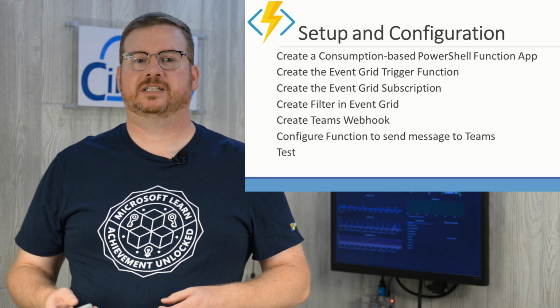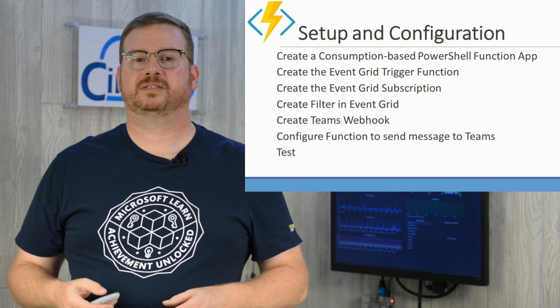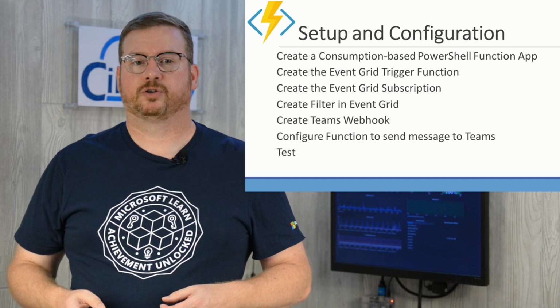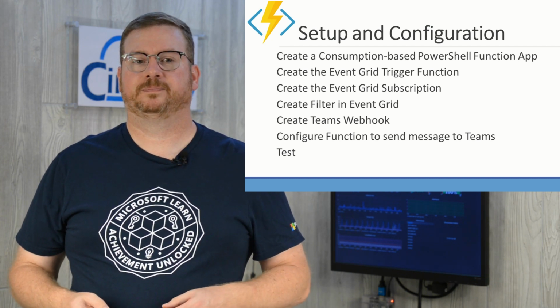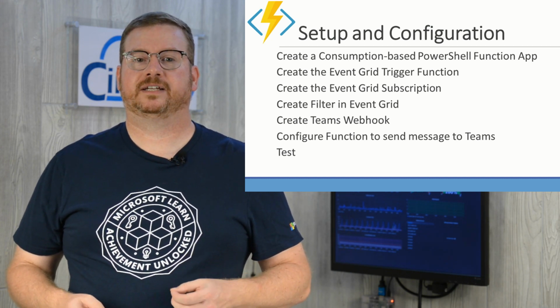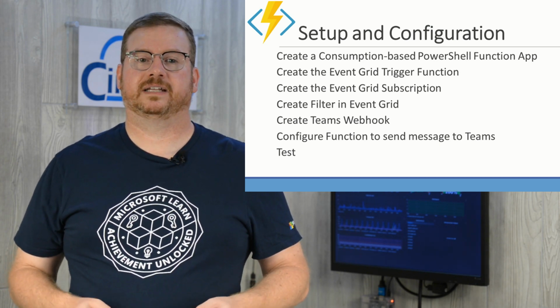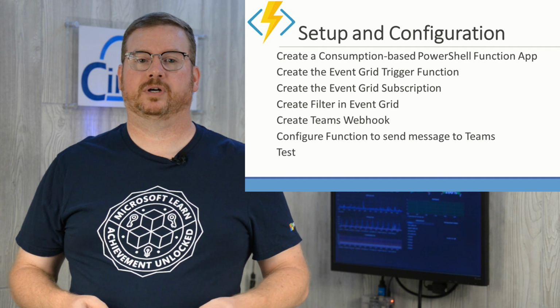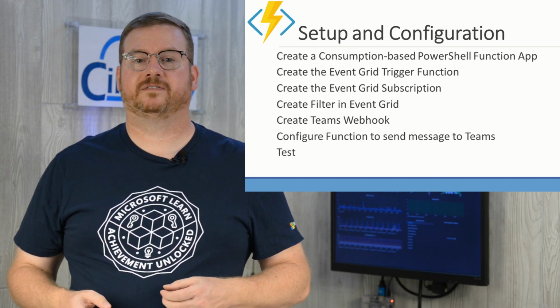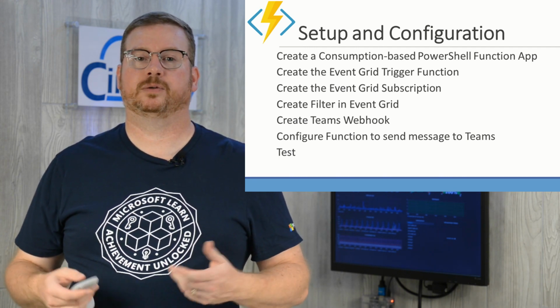Here's what I'm going to do in this video. I'm going to create a consumption-based PowerShell function app, create an Event Grid trigger function. Then I'm going to create an Event Grid subscription for that function. I'll create a filter on that Event Grid. I'll create a Teams webhook. Lastly, I'll configure the function to send a message to Teams, and then we'll test it.